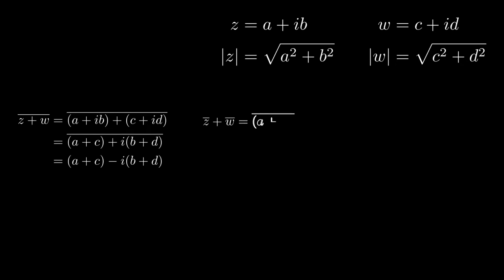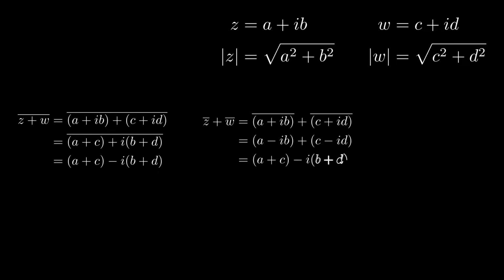Now we'll consider z conjugate plus w conjugate. So we'll take the conjugates of the complex numbers first, and then we'll add them using our usual rules of addition. And as you can see, the result is exactly the same as the conjugate of z plus w.